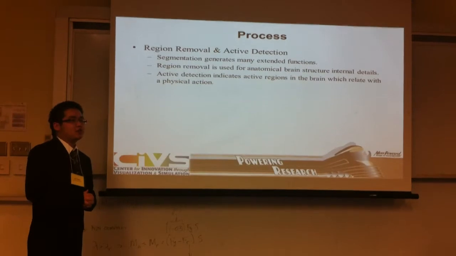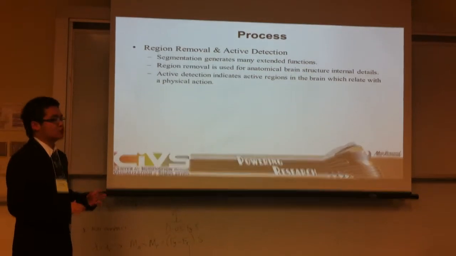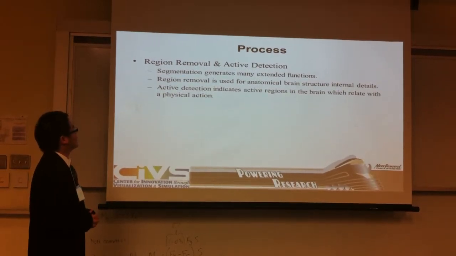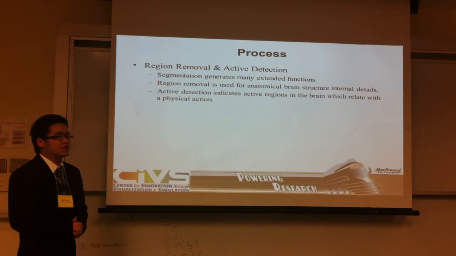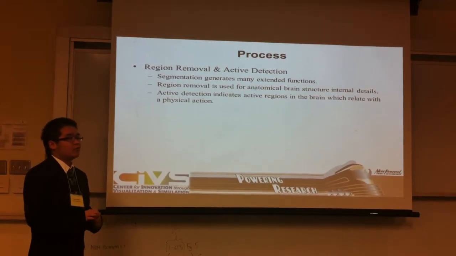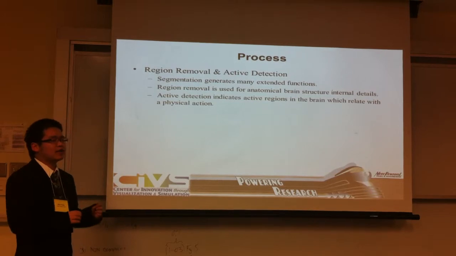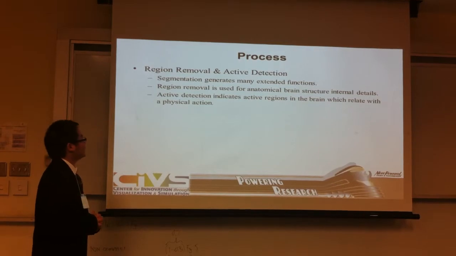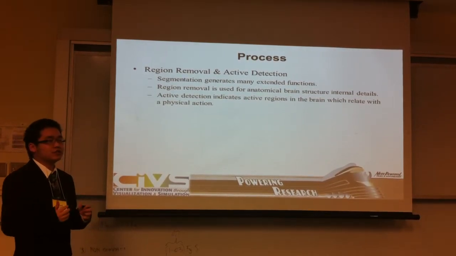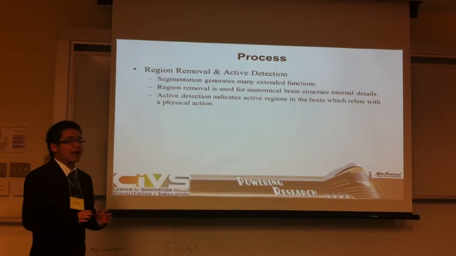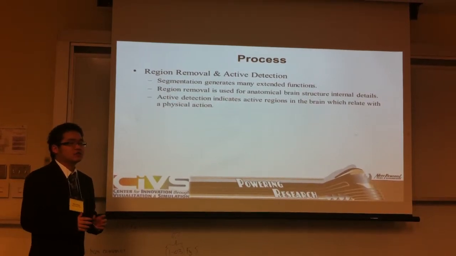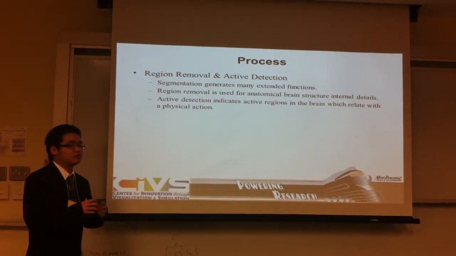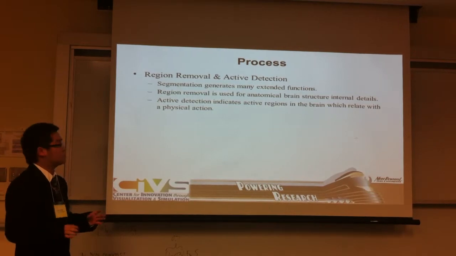After we finished the segmentation, we found that it was a very useful function for us to generate some extended functions, such as region removal or active detection. Region removal is that we can remove some surface regions of a human brain so that you can check internal structure directly. And active detection helps us to highlight some regions that are active when an individual takes some physical actions. For example, when you are running or when you are watching some movie, some parts of your human brain should be active. So we will highlight it.